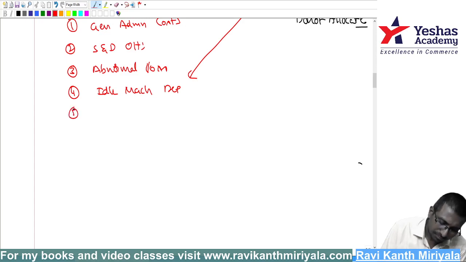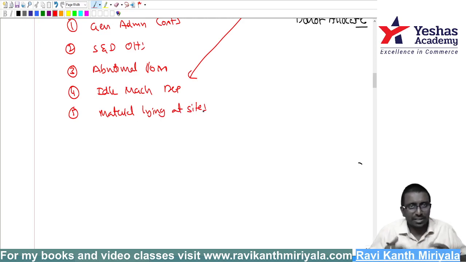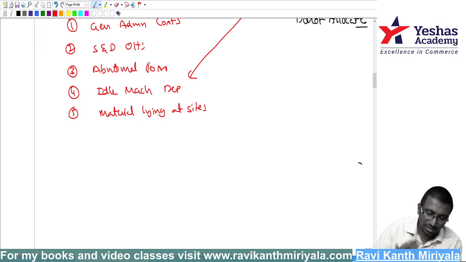Next, material lying at site. Material lying at site means material is not consumed. It is an asset for us, not a cost for us. When it is used for the purpose of construction, that day it is cost incurred. Till that day it is not yet consumed. That's why it is not cost of my project, so you cannot allocate it to anything.